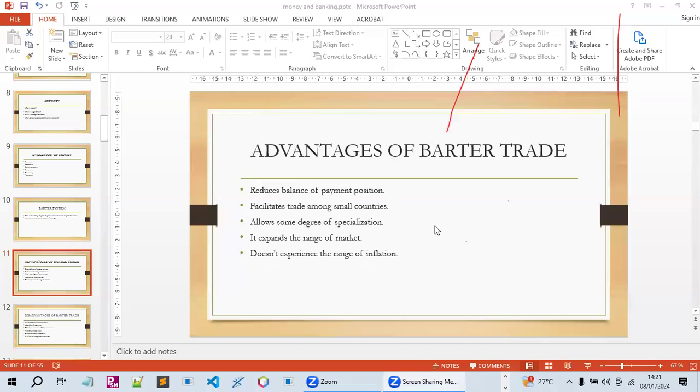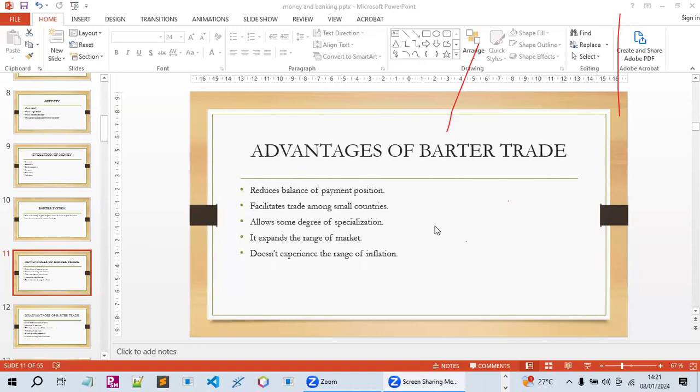But when the expenditure on imports is greater than the country's receipts from exports, then the country is experiencing a balance of payment deficit. So by barter trade, since no money, like currency, was involved, it improved the balance of payment position.